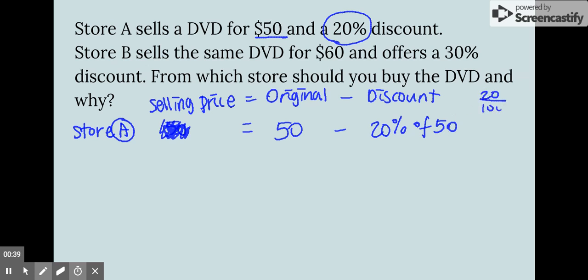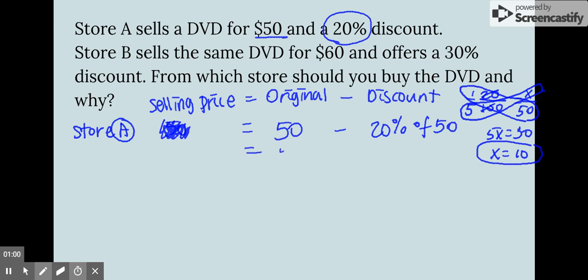20 over 100, and something over 50. So this will be 1 over 5, right? We know that it's 1 over 5. So 5x is equal to 50 because we did cross multiplication: 5 times x, 1 times 50. So x is equal to what? 10. So it's a $10 discount. Good. 50 minus $10 is $40. The selling price is going to be $40 for store A.